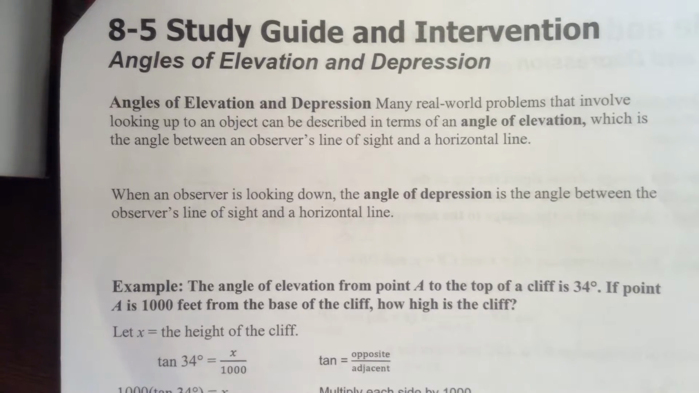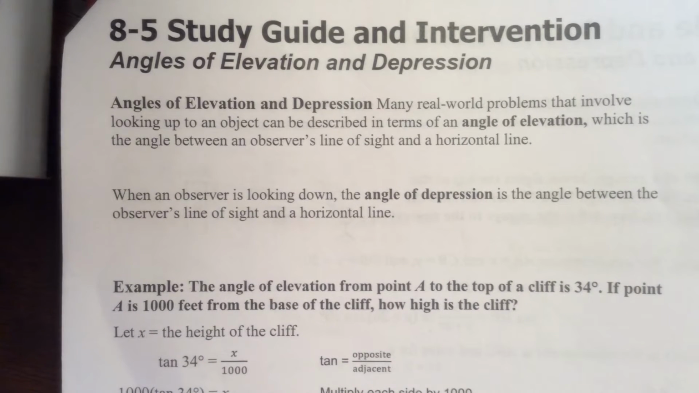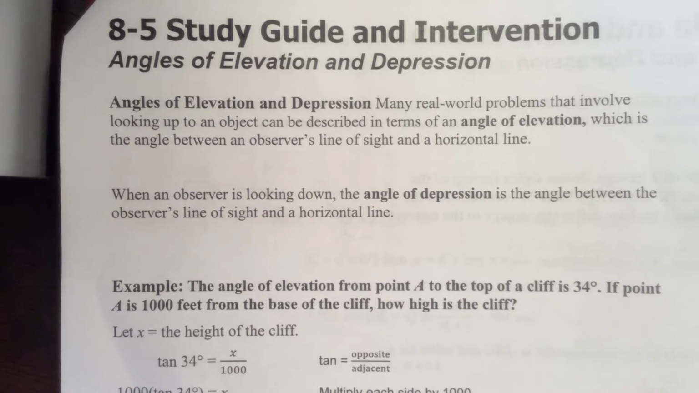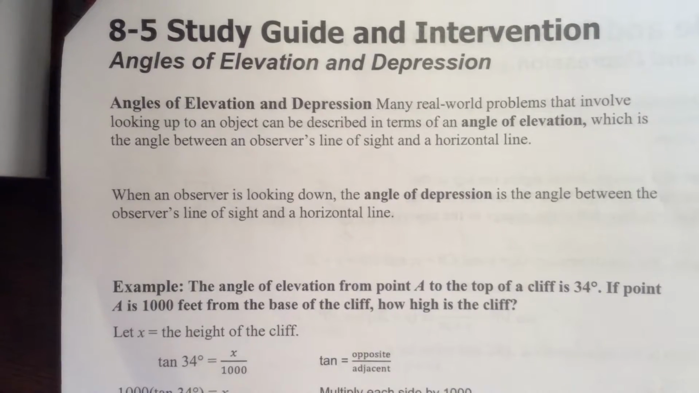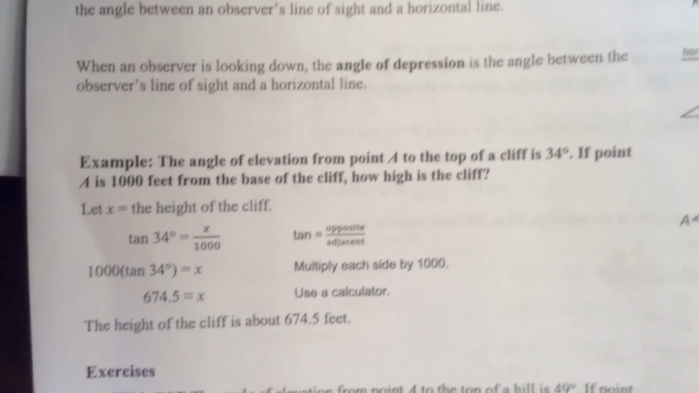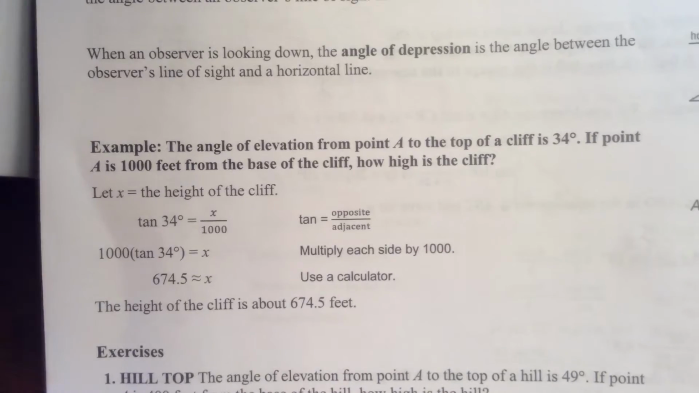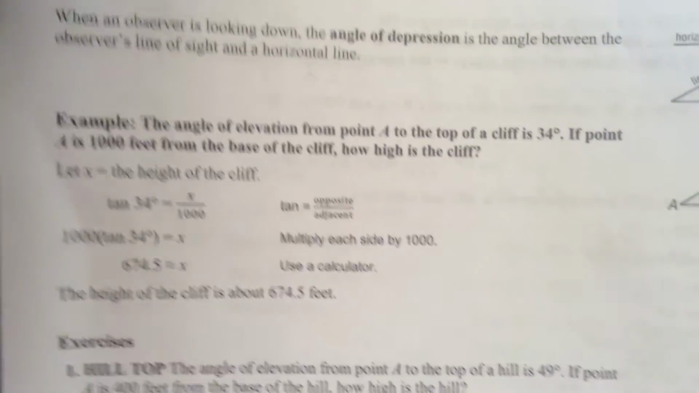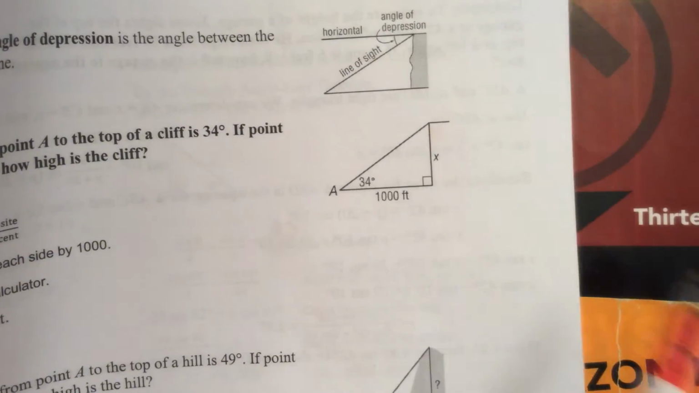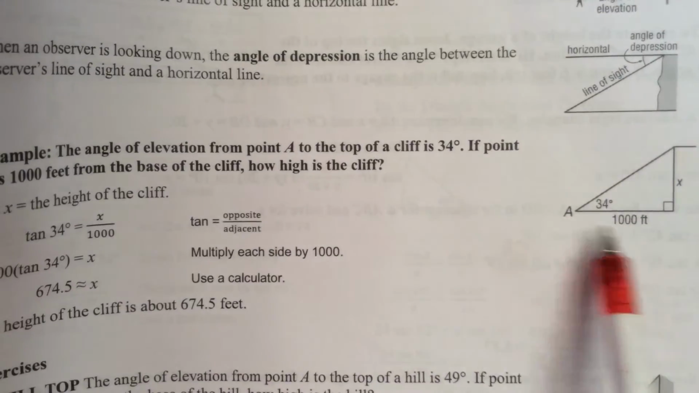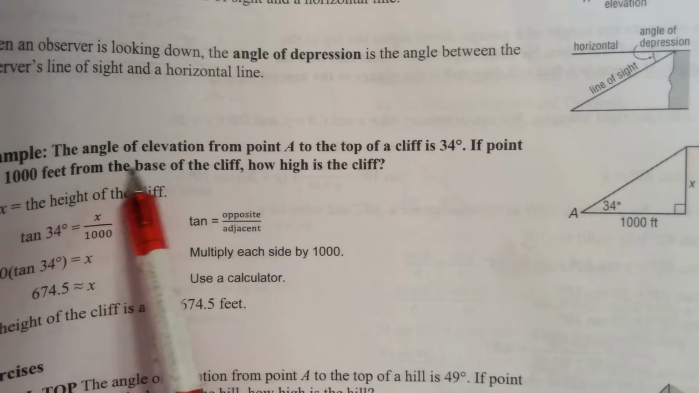In section 8-5, we continue to learn about what we've learned in the previous section in 8-4, except now we're going to apply our sine, cosine, and tangent to real life situations. In this example, the angle of elevation from point A to the top of a cliff is 34 degrees. And we can see our little picture here. If point A is 1,000 feet from the base of the cliff, how high is the cliff?